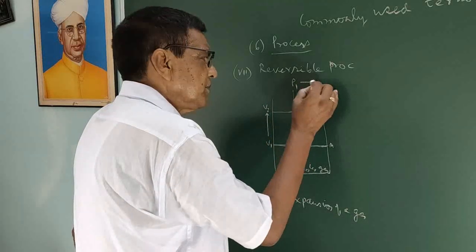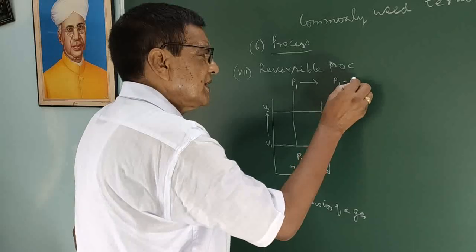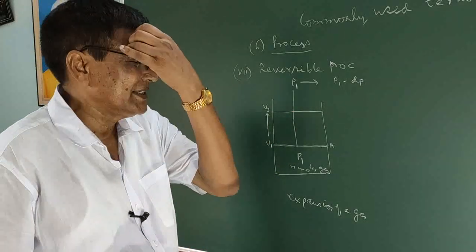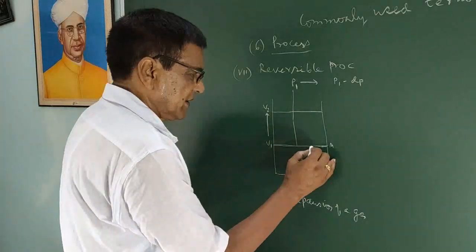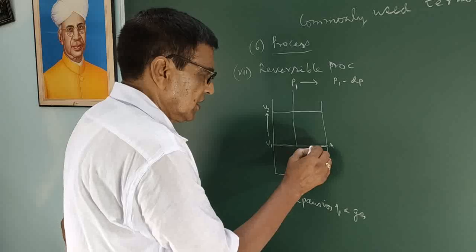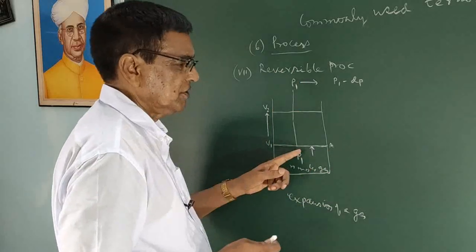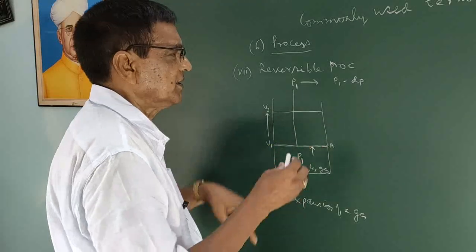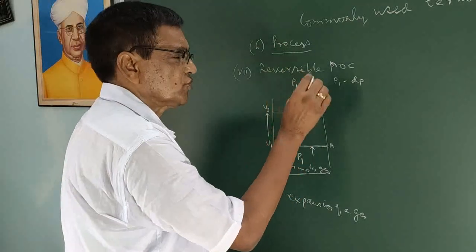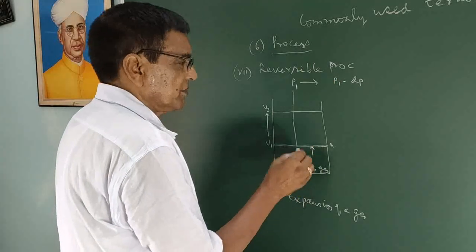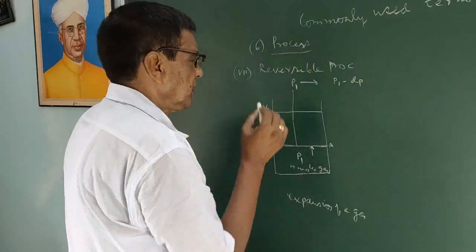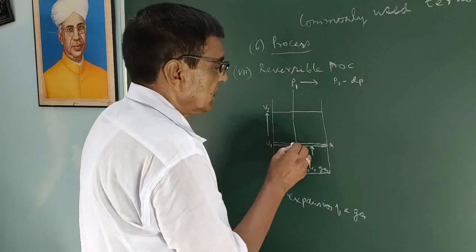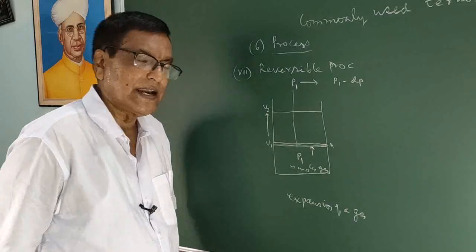For this change, we decrease the external pressure from P1 to P1 minus dP. That means a very small amount of external pressure is decreased. Then this is the driving force. This driving force will lift the piston by a small volume change until the internal pressure also becomes equal to P1 minus dP. So there is a small volume change, and the system at this step again attains equilibrium.